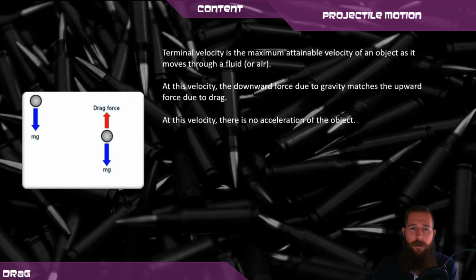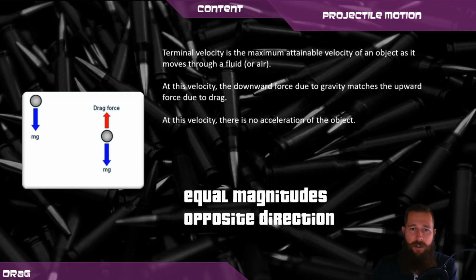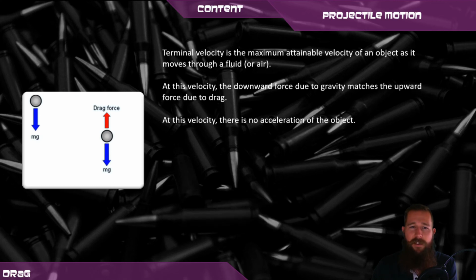Terminal velocity is a term that we use when the maximum speed of an object is reached when moving through the air. At this velocity, the downward force of gravity is matched by the force of the drag in the opposite direction. So what this means is that the object has balanced forces and is not accelerating down or up and keeps a constant velocity.